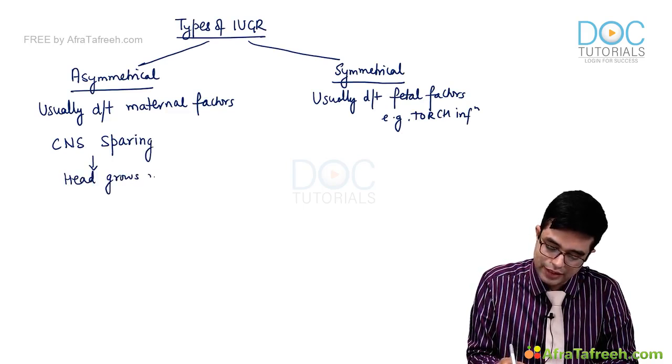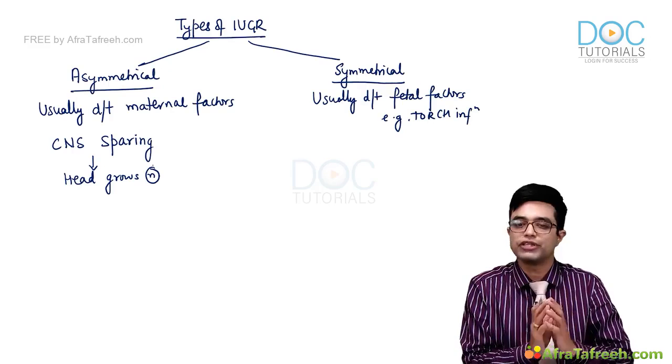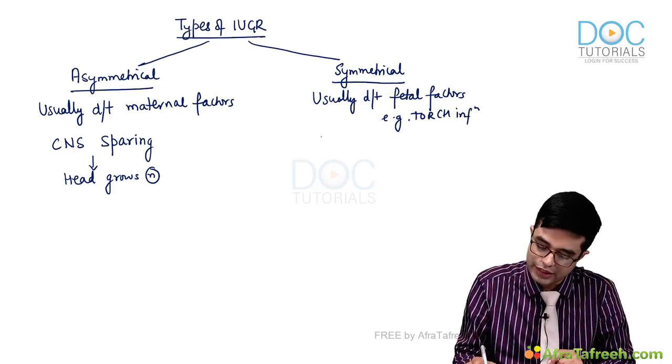That is why the head is larger in size. It is not larger, it is actually normal in size. The other part of the body is shrunken. Whereas in symmetrical IUGR, there is no CNS sparing.